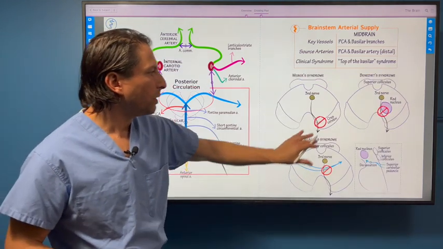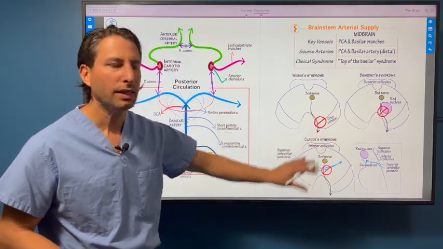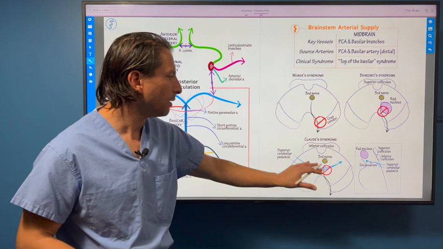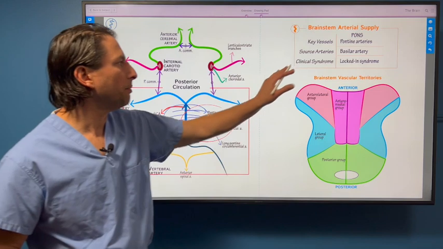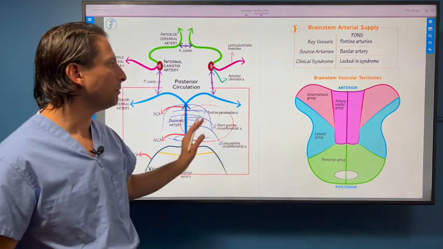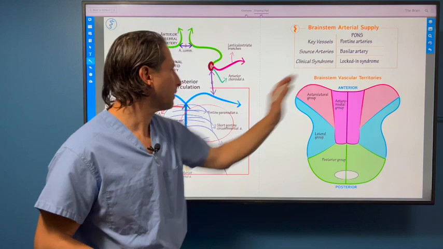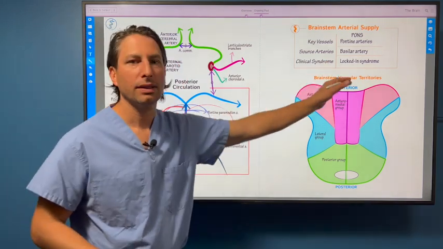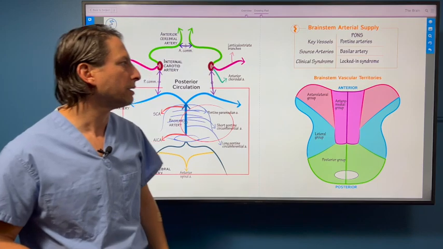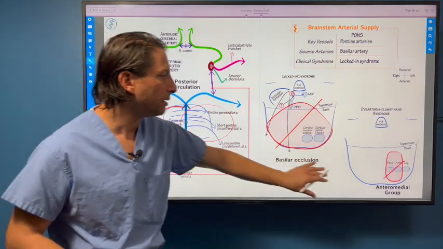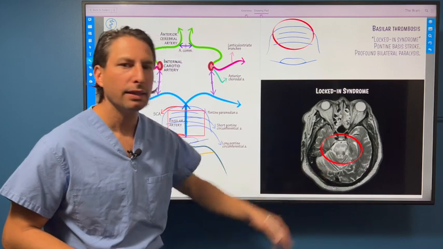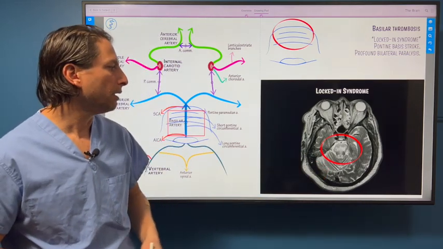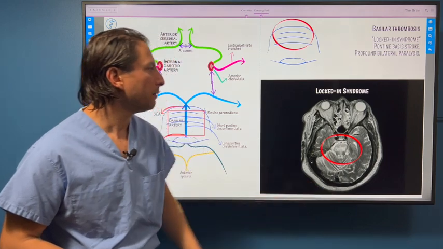These are the different stroke syndromes, and we saw these in the brainstem section here with Weber's, Benedict's, and Claude syndrome, and you can walk through them on the site. When it comes to the pons, key vessels are these pontine perforators here. Source artery is the basilar here. And then the clinical syndrome, which we've talked about in the brainstem section, is locked-in syndrome. And here is just a reminder of that. And this is an example of locked-in syndrome here. We can see hyperintensity here on the MRI indicating stroke throughout the pons in this anterior section here.